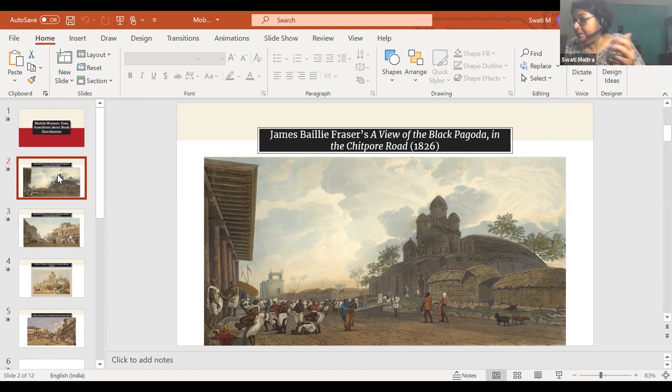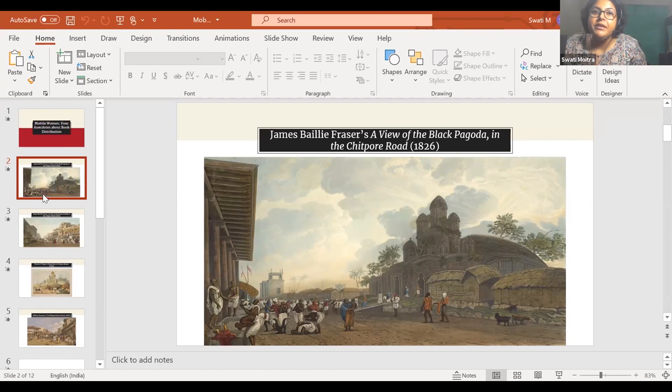For example, the painting that you see right now, James Bailey Fraser's A View of the Black Pagoda from 1826. Govindaram Mitra's Kali Temple, the so-called Black Pagoda that was once the tallest building in Calcutta, dominates the backdrop. The busy Chitpur Road in the foreground features customary images of cattle, Brahmin priests, mendicants in saffron, and ordinary citizens in native attire. Only one of them, a solitary figure with a child, is a woman. At the distance, one can spot another woman making her way to the temple.